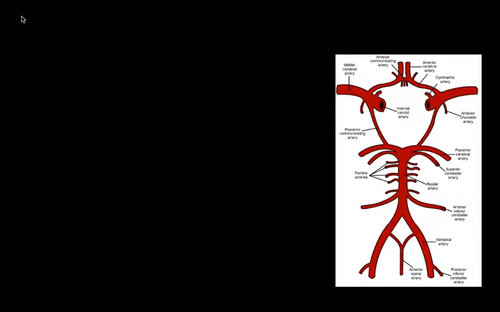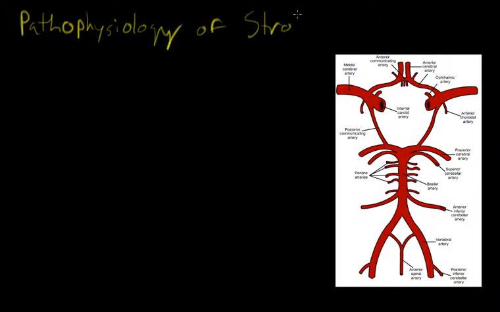So today I'll be talking to you about the pathophysiology of stroke. So the underlying structural and functional abnormalities that can result in a stroke. They're grouped hierarchically based on their etiology or cause.